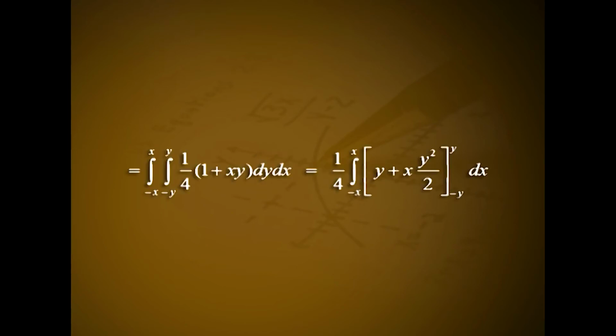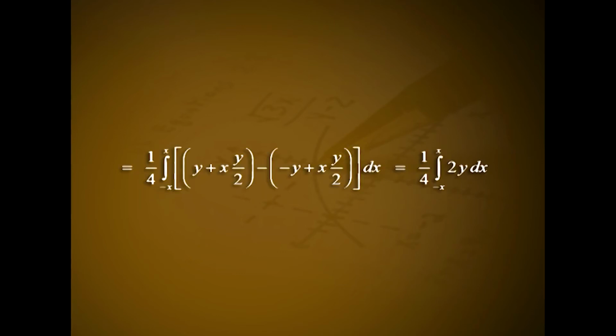Capital F x square y square of xy, that is equal to probability of x square less than or equal to x and y square less than or equal to y. That is P of minus root x less than X less than root x, minus root y less than Y less than root y. That is equal to integral from minus x to x, again integral from minus y to y of f of xy dy dx. That is equal to integral from minus x to x, again integral from minus y to y, 1 by 4 into 1 plus xy dy dx. That is 1 by 4 into integral from minus x to x, y plus x into y square by 2 over the limit from minus y to y dx.